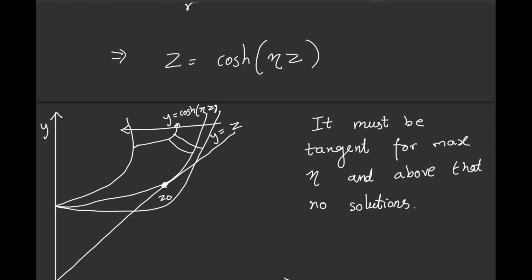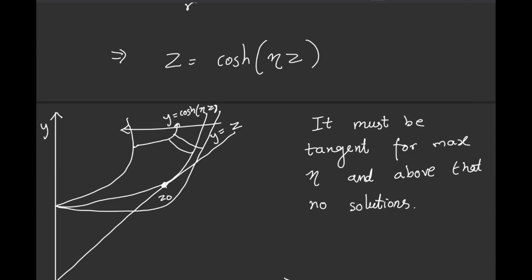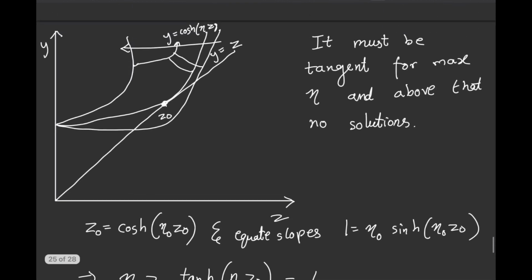Hence it would become unstable as the Euler-Lagrange equations are not valid. So there will not be a surface of minimum surface area. The membrane would just break and then go on the two rings separately. It would just break in the middle. So it must be tangent for max theta, and above that there will be no solutions.